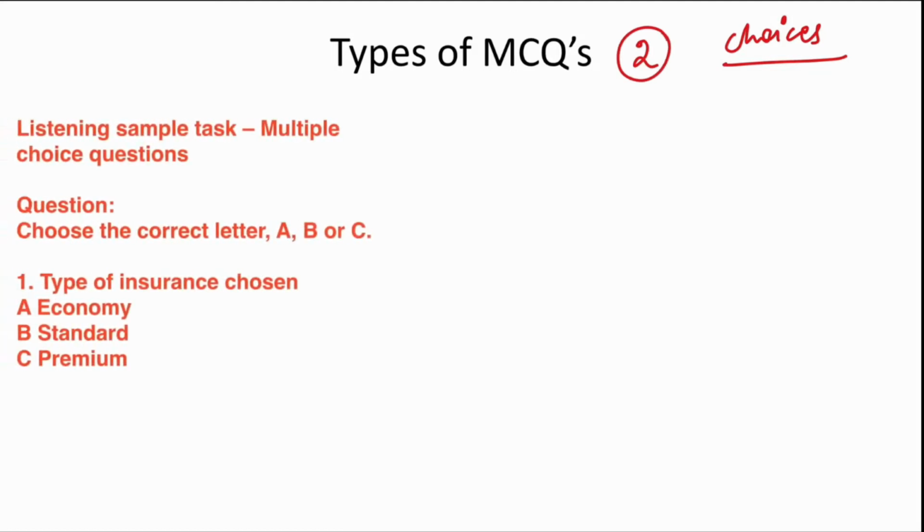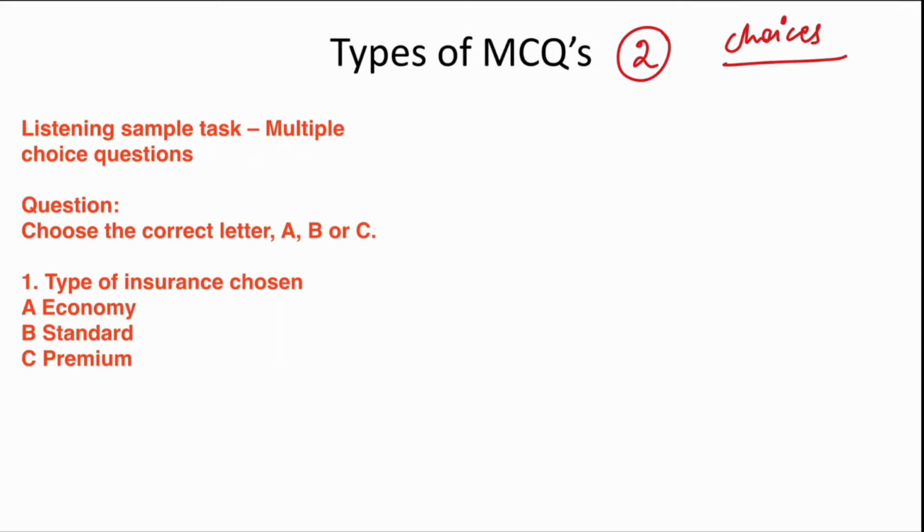The first type is where you will be given 3 options and you have to choose only one option out of those 3 options. Like here, the question is saying you have to choose the correct letter A, B, C, and the question is the type of insurance chosen.